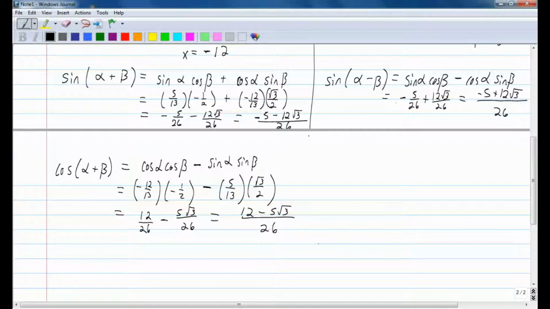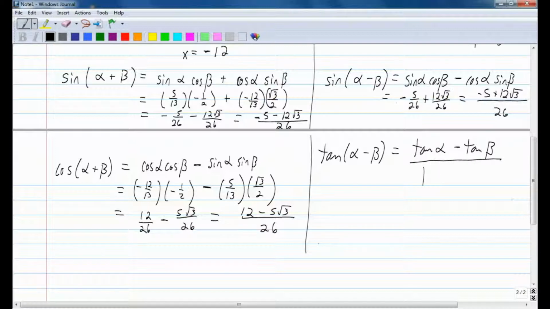Alright. The last sum and difference we're going to work, let's try the difference for tangent. The tangent of alpha minus beta. In the formula, when we have a minus right here, we have a minus in our numerator in the formula. So it's tangent alpha minus tangent beta over 1. When you have a minus here, you have a plus in the denominator. So it's plus tangent alpha times tangent beta.